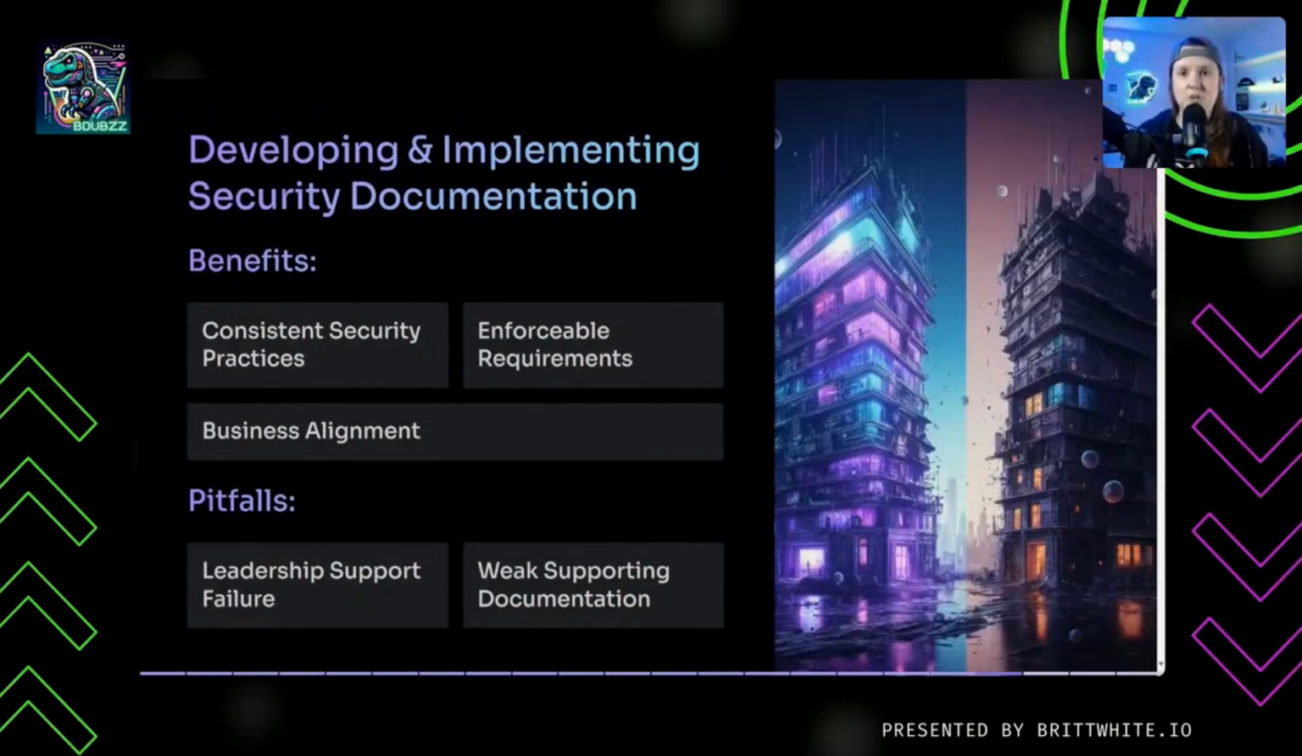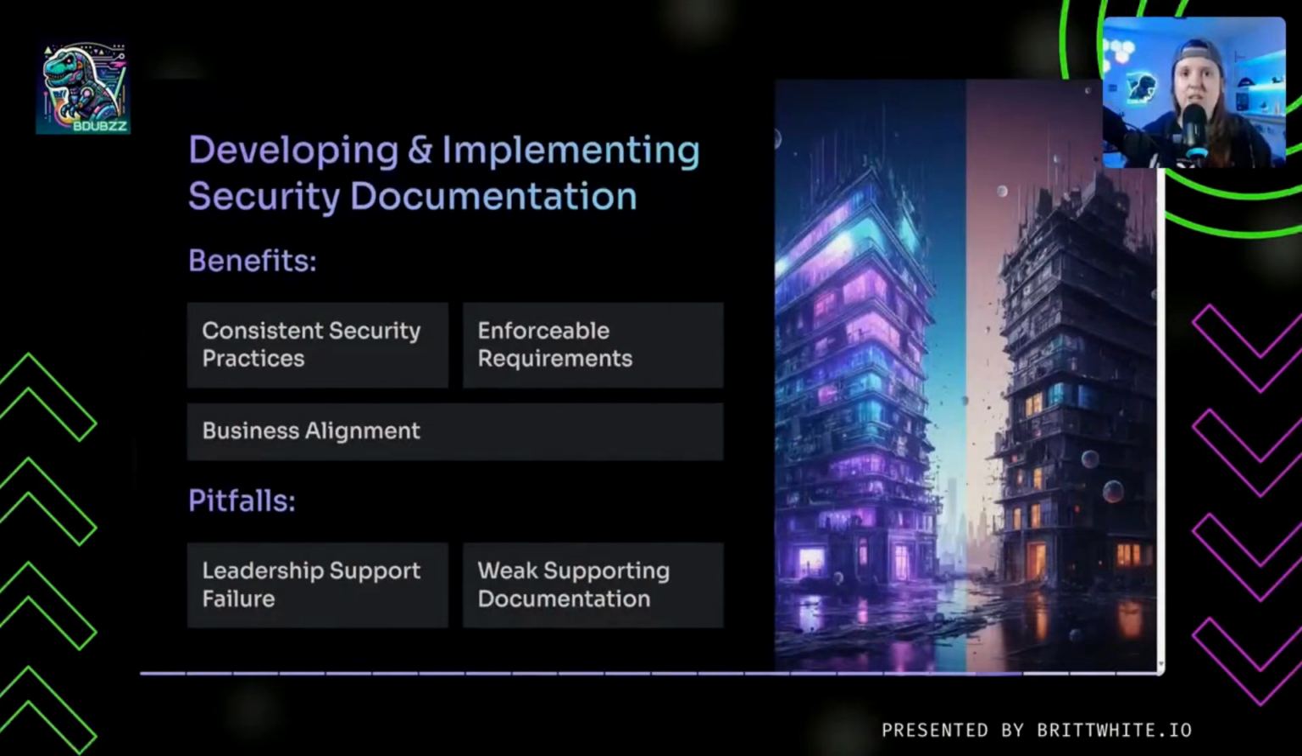Then we have some pitfalls to avoid. Leadership support failure. If leadership shrugs off security, the policy effort crashes and burns. The tone from the top, remember? And weak supporting documentation. If your standards, procedures, and guidelines are weak, your policy implementation fails. Supporting documentation has to be solid, practical, and supportive.